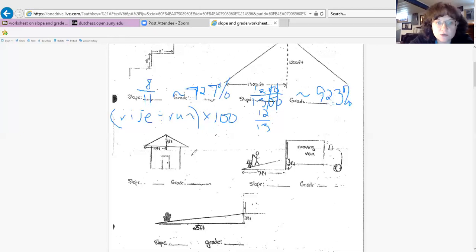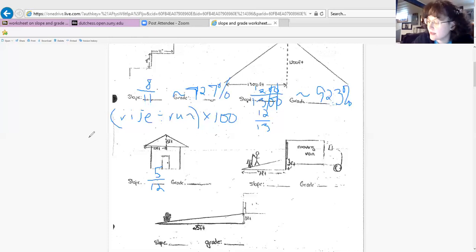So now let's do the roof, and then I'm going to leave the other two for you to try on your own. I have the height of the roof being 5 feet. I have the run of the roof being 12 feet. If I stick to my rise over run, this is going to be 5/12. 5/12 would be my slope. That doesn't really tell us too much in terms of real life.